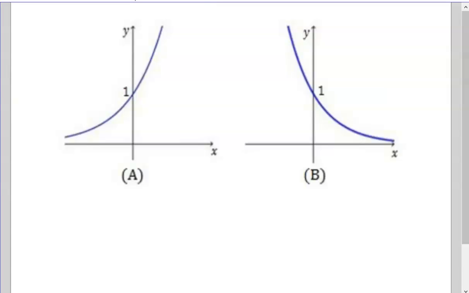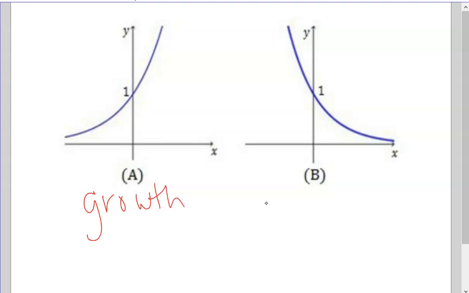graph from left to right, you'll find that as the x values are increasing, the y values will do two different things. So in the first graph here in letter A, as we read from left to right, as our x values are increasing, our y values are increasing. So we call this growth. This is an exponential growth graph.